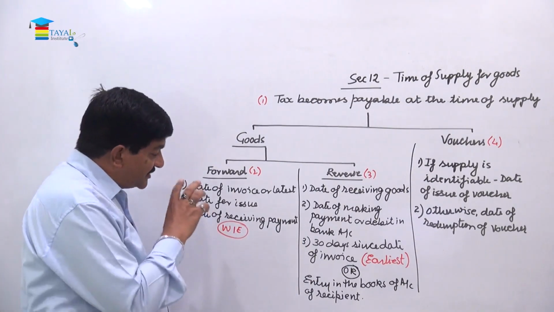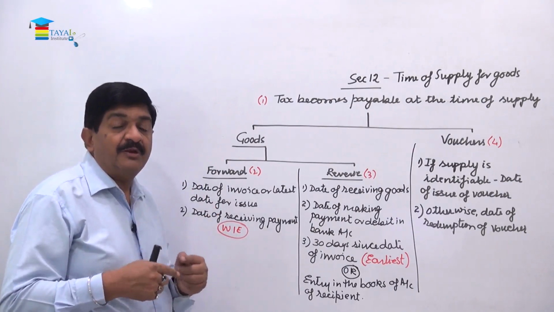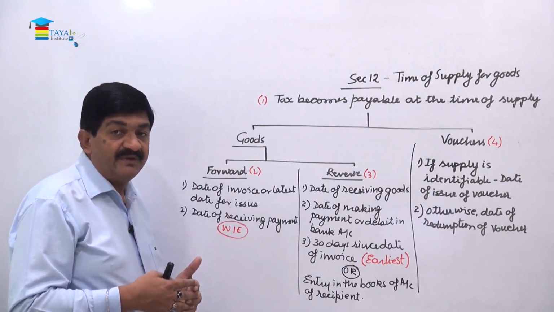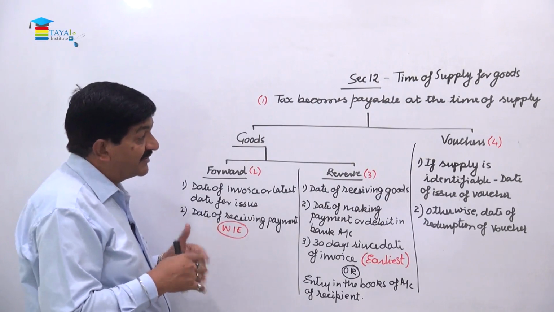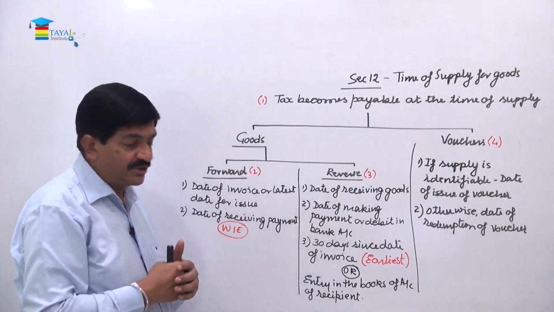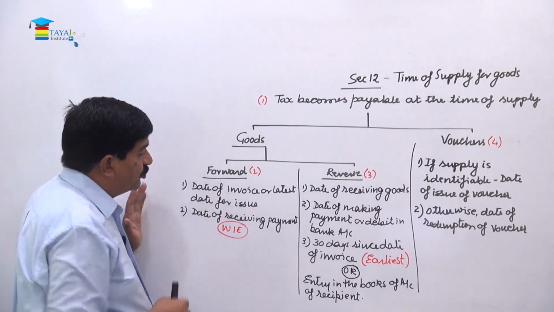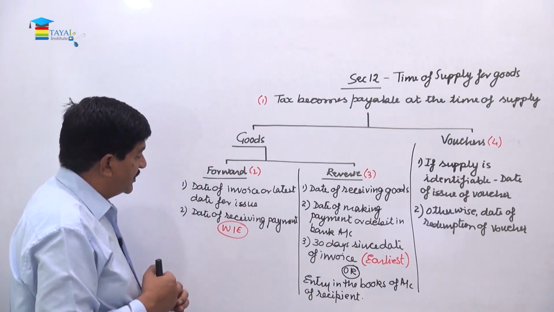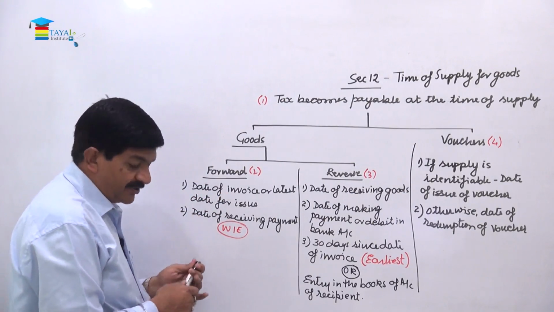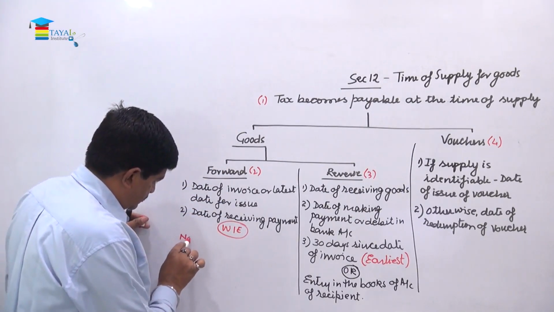Right? And there is something extra when the additional payment accrues because of either interest or late payment fees or some kind of penalty. That is covered in subsection 6. So I am not adding that here; I'll cover it later on. So this says either date of issue of invoice or the latest date for the issue, or date of receiving payment. Here comes a note.